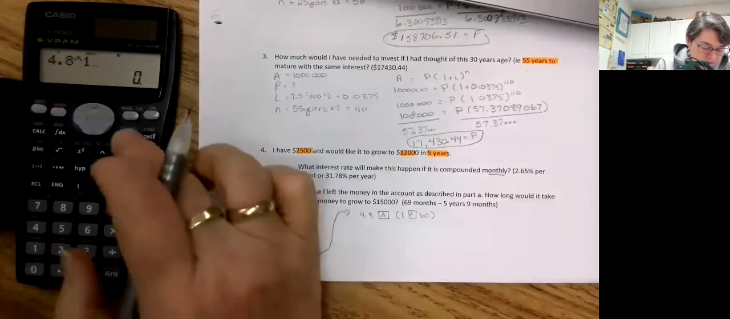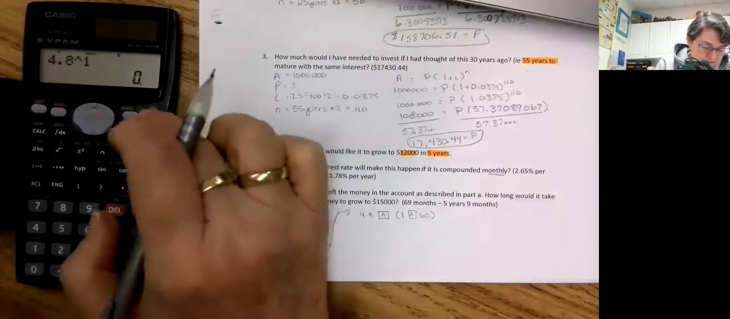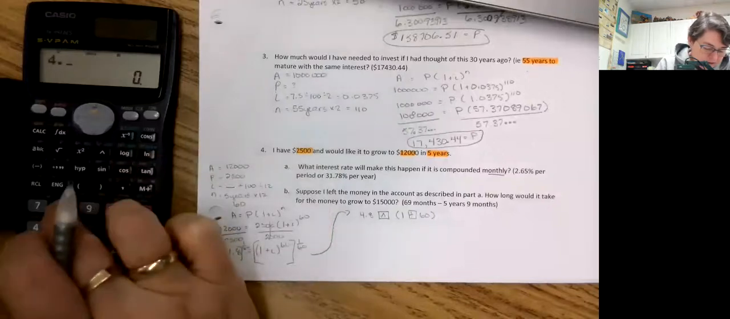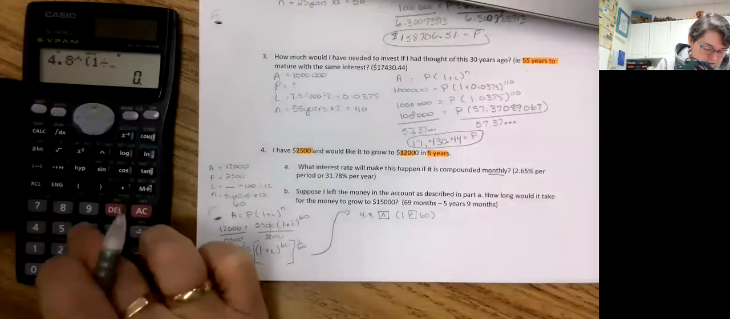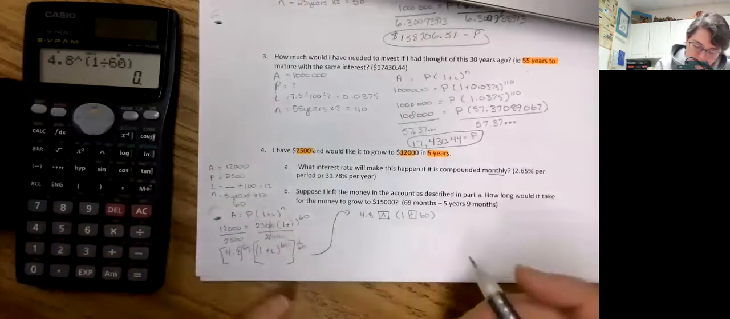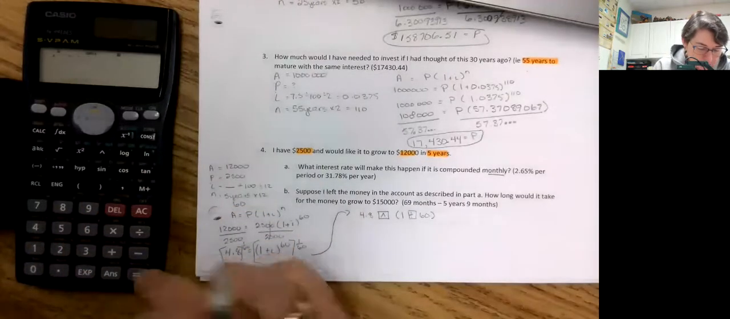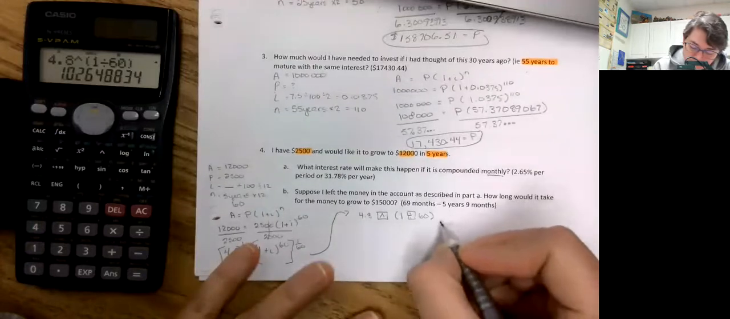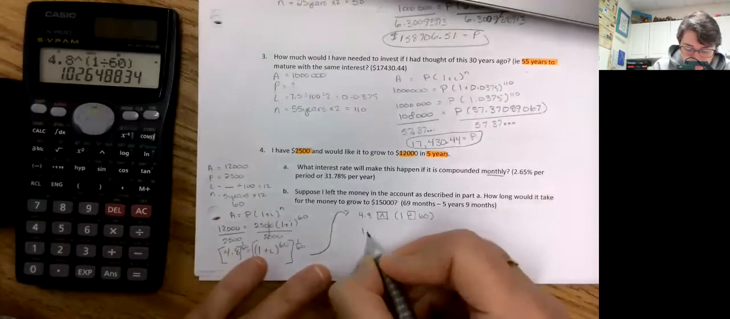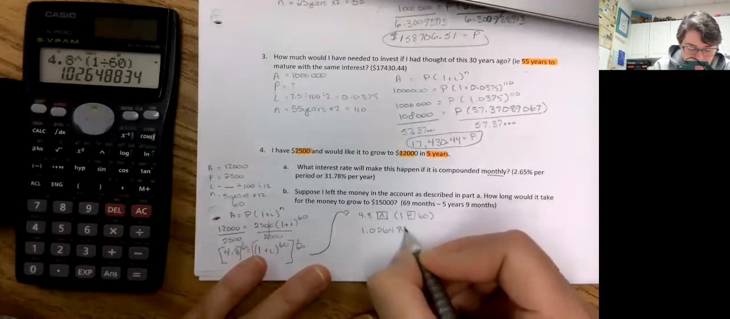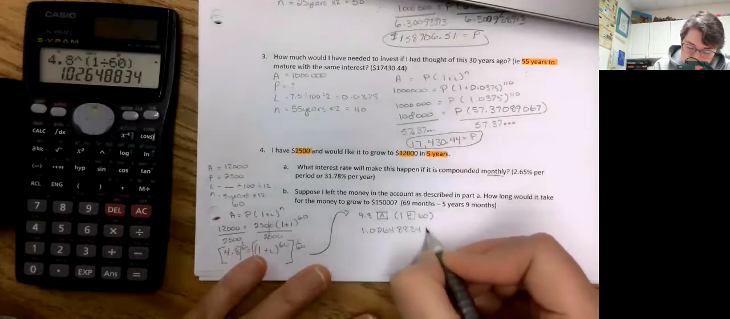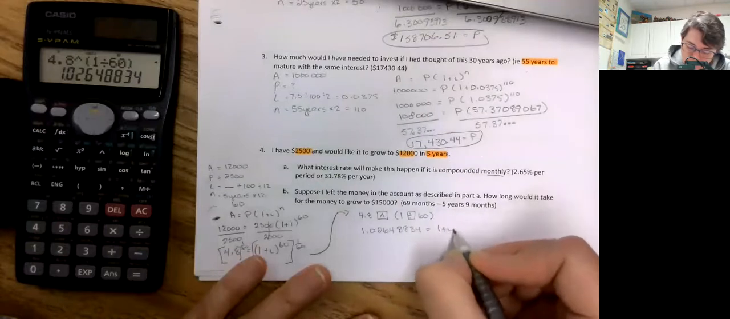Oopsies. Let's start over. 4.8 caret bracket 1 divided by 60. Close my bracket. And then equals. So it's going to be 1.02648834, which is equal to 1 plus I.